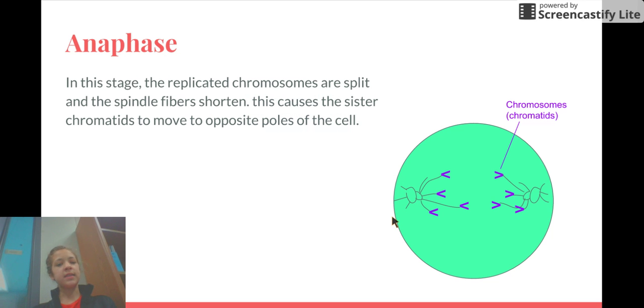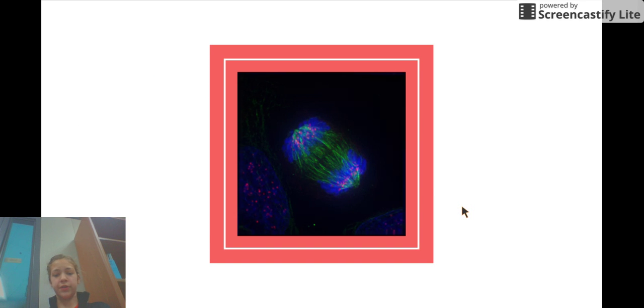Anaphase. In this stage, the replicated chromosomes are split and the spindle fibers shorten. This causes the sister chromatids to move to opposite poles of the cell. You can see they're starting to retract and pull the sister chromatids and hold them there. Here it is again.